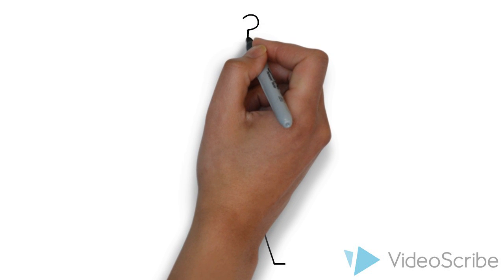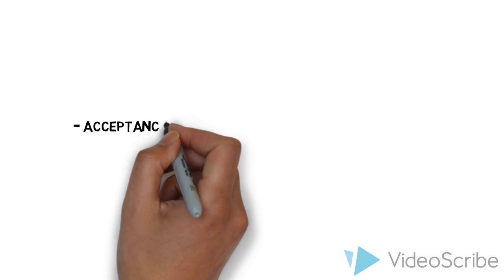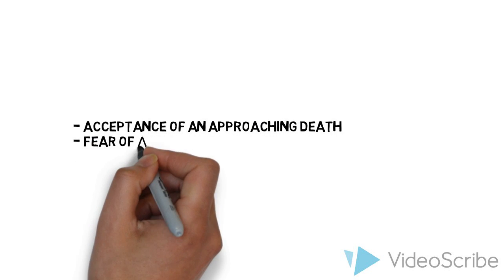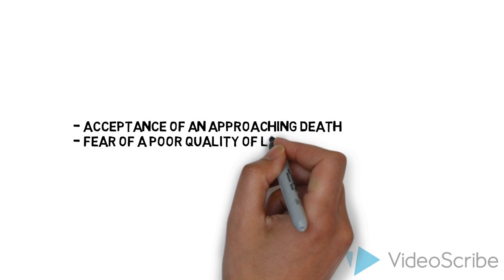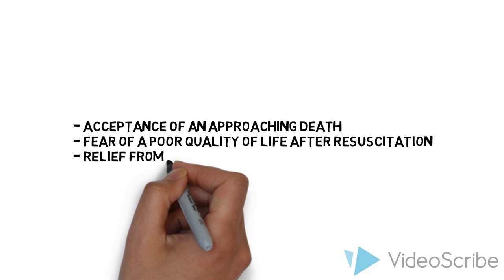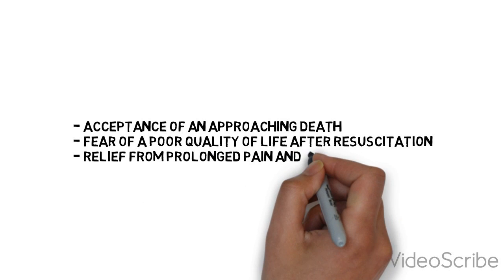So why is this? The elderly may put a DNR in place for a number of reasons. These include the acceptance of an approaching death, fear of poor quality of life after resuscitation, or the relief from the prolonged pain and suffering associated with extensive deterioration of health due to terminal illnesses such as cancer.